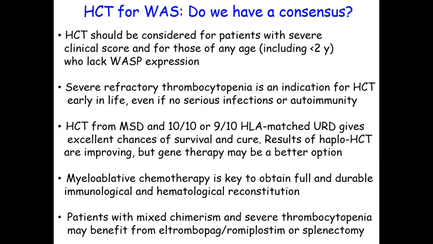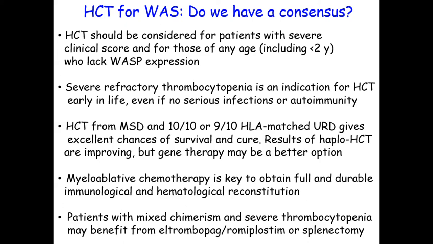Severe refractory thrombocytopenia is an indication for transplantation early in life, even in the absence of other serious complications like autoimmunity, infections, and malignancies. Transplant from a matched sibling donor, as well as from a well-matched unrelated donor, 10 out of 10, 9 out of 10, gives excellent chances of survival and cure. Results of haploidentical transplantation from a father or a mother are not as good, although they are improving. And so there is further room for improvement there.